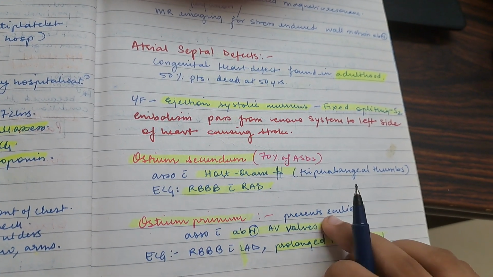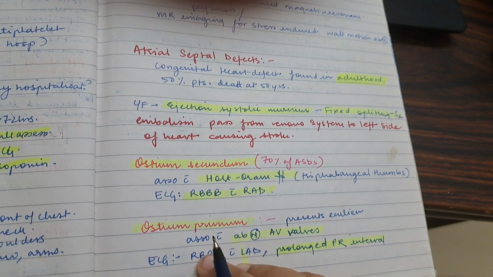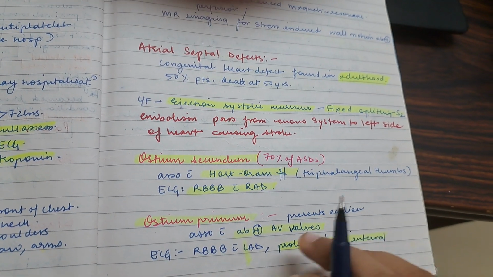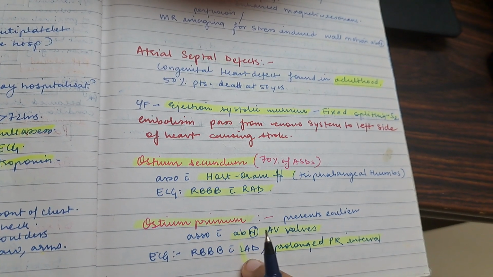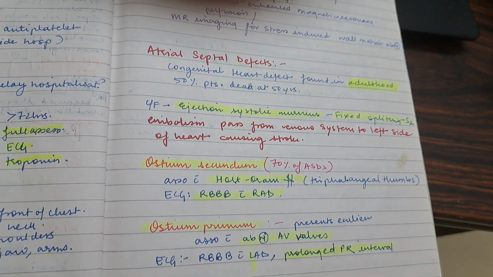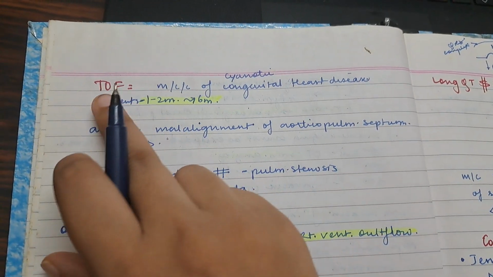Ostium primum presents very early and this is associated with abnormal atrioventricular valves. Primum has left axis deviation and in this you will see a prolonged PR interval. Okay? We'll see tetralogy of Fallot.